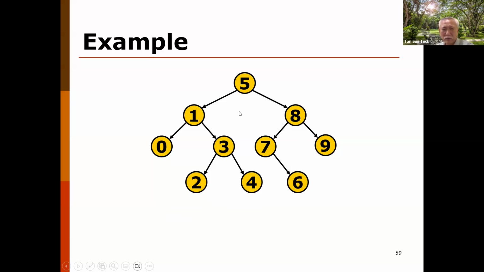What about this? So you can check five is the root node. Everything on the left is smaller than five. Everything on the right is greater than five. Of course, you have to recursively check. So for this guy, 0 is over here. Everything greater is over here. So for 3, 2 is smaller, therefore it's on the left. 4 is greater, therefore it's on the right. So and so on.